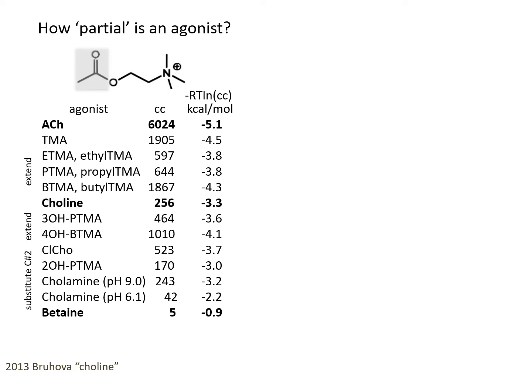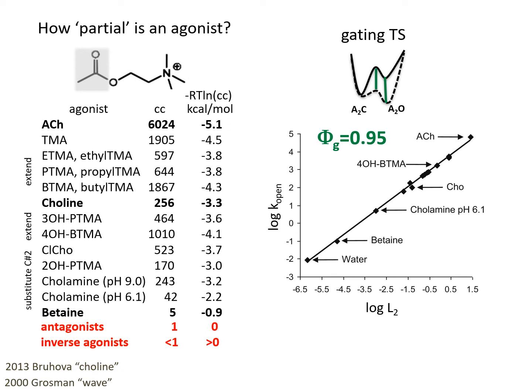So agonists are like earthquake energy on a scale from 0 to 10, with a negative number meaning favorable towards opening, agonist. An antagonist is a ligand that has a coupling constant of exactly 1, which means the energy is exactly 0. And an inverse agonist is a ligand that has a coupling constant less than 1, which translates to a positive energy. And we also measure the rate constants for opening and closing for these series of ligands.